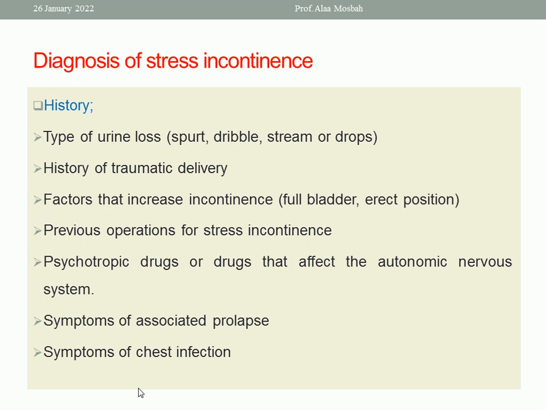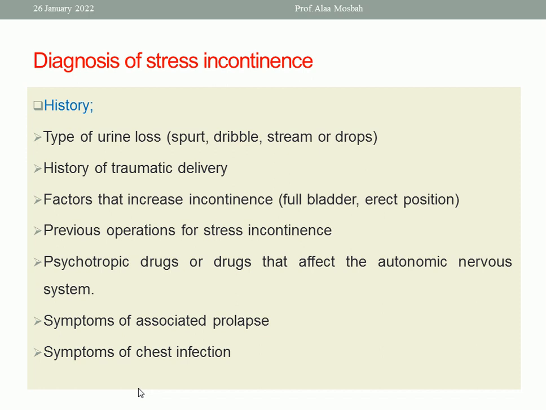How to diagnose stress incontinence? From history, examination, and investigation. From history: the type of urine loss, spurt or dribble, stream or drops, and to differentiate stress incontinence from other types also. History of traumatic delivery. What are the factors that increase incontinence? Is it with erect position? Is it with full bladder or not? Was any previous operation for stress incontinence done before?